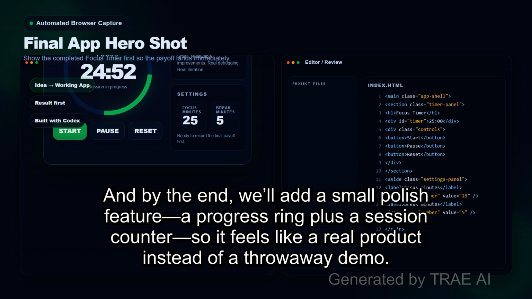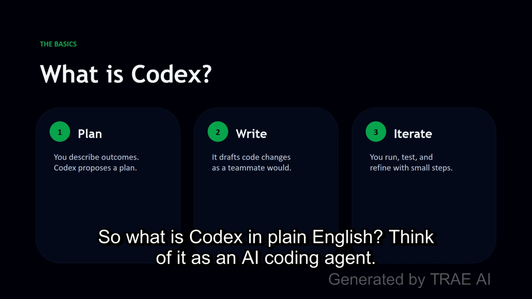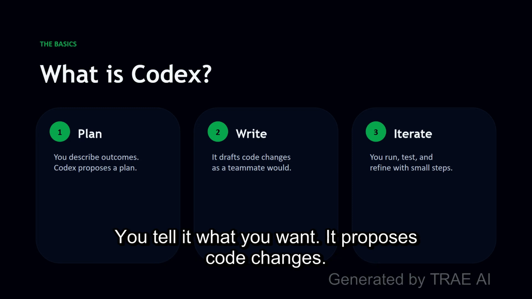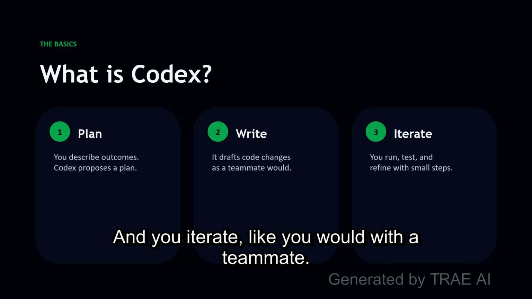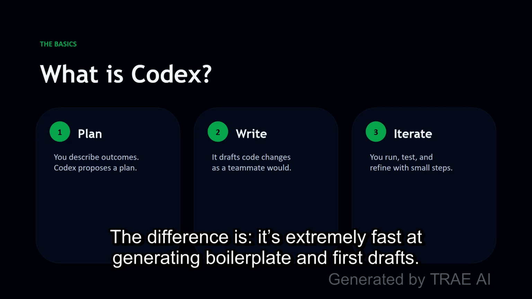So what is Codex in plain English? Think of it as an AI coding agent. You tell it what you want. It proposes code changes. And you iterate, like you would with a teammate. The difference is, it's extremely fast at generating boilerplate and first drafts. But that speed can be dangerous if you treat it like an autopilot.